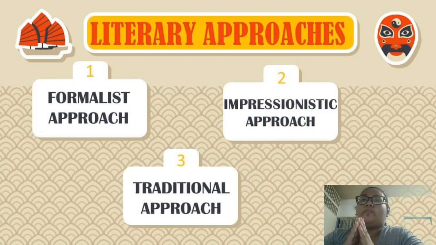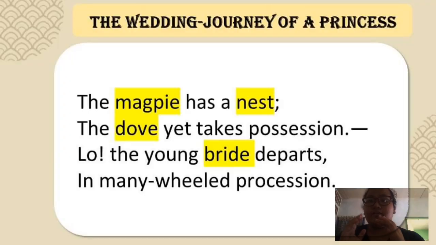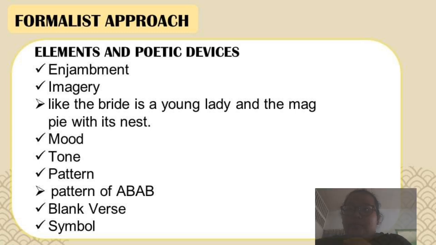Let's proceed to the literary approaches. I have three literary approaches, which are the formalist approach, the traditional approach, and the impressionistic approach. In this slide, you can see there are highlighted words, which are the symbols. Next we have these slides, which are the highlighted lines in this poem. The first approach that we have is the formalist approach. In these slides, you can see the elements and the poetic devices.